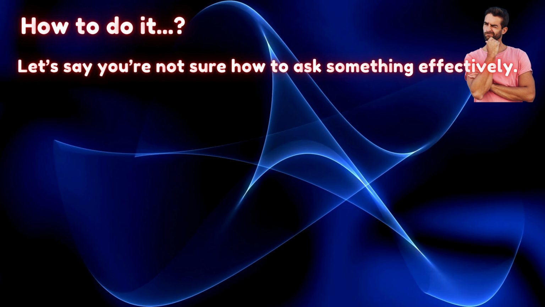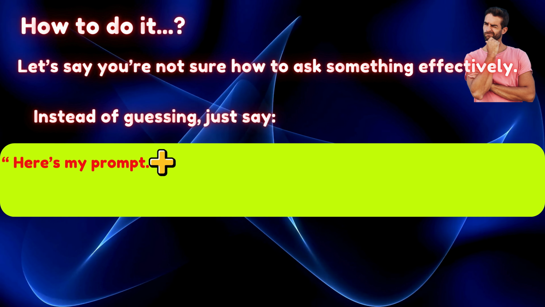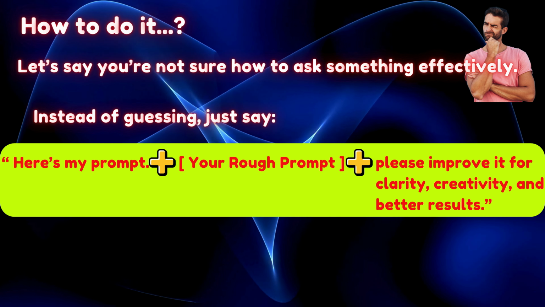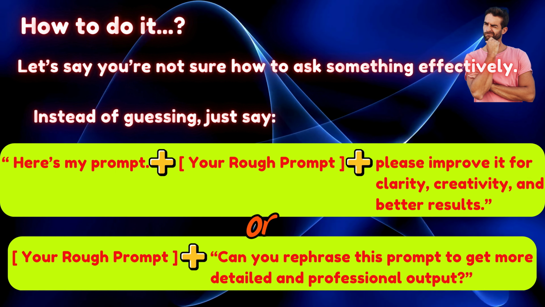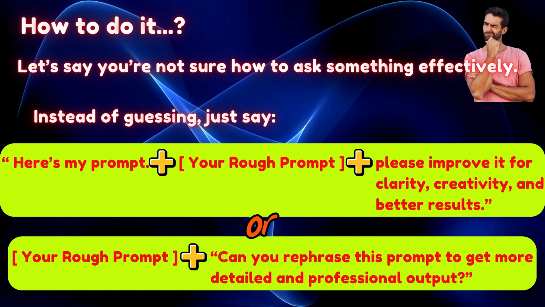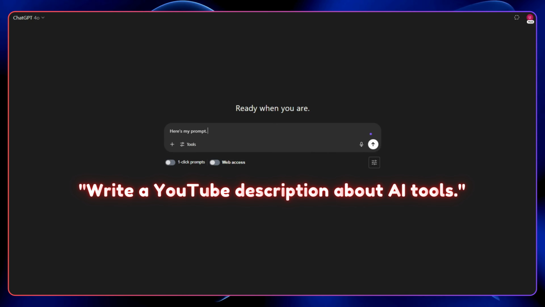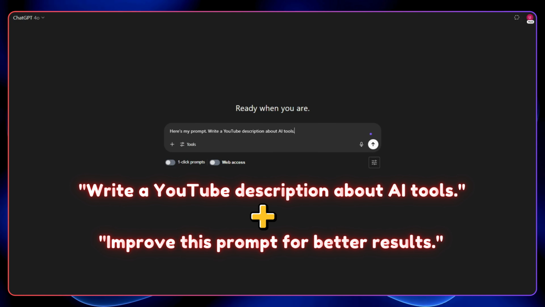How to do it? Let's say you're not sure how to ask something effectively. Instead of guessing, just say, "Here's my prompt," then insert your rough prompt, followed by "Please improve it for clarity, creativity, and better results." Or try giving your prompt, followed by, "Can you rephrase this prompt to get more detailed and professional output?" Let's say your original prompt is, "Write a YouTube description about AI tools." Then ask GPT, "Improve this prompt for better results."